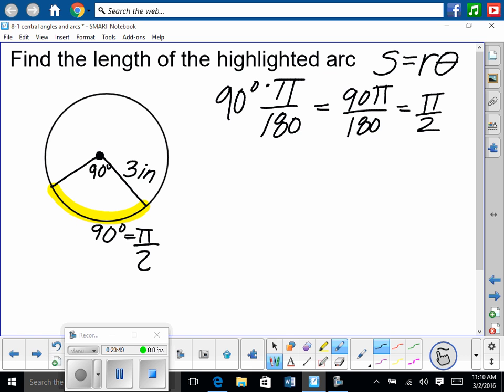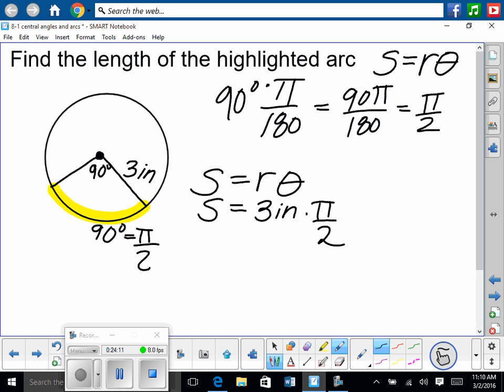Now we're looking at the physical length of that arc. We have a radius of 3, and arc length is equal to radius times theta. So S is equal to our radius, 3 inches, times theta, which is pi halves. Multiplying straight across, we get 3 pi over 2 inches. So the physical length of that arc is 3 pi over 2 inches. Does everybody see how I changed theta to radians so we'd have a physical length? Then you just plug it into the formula.